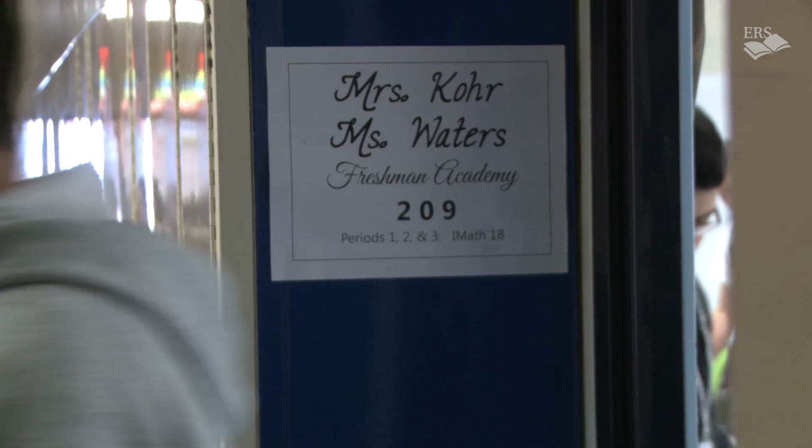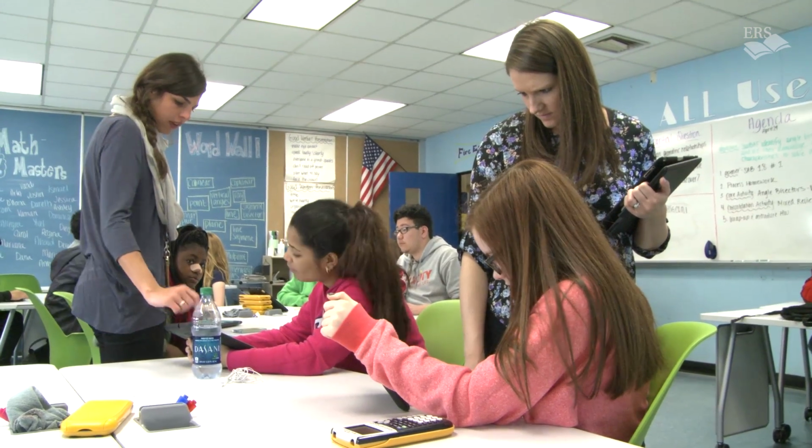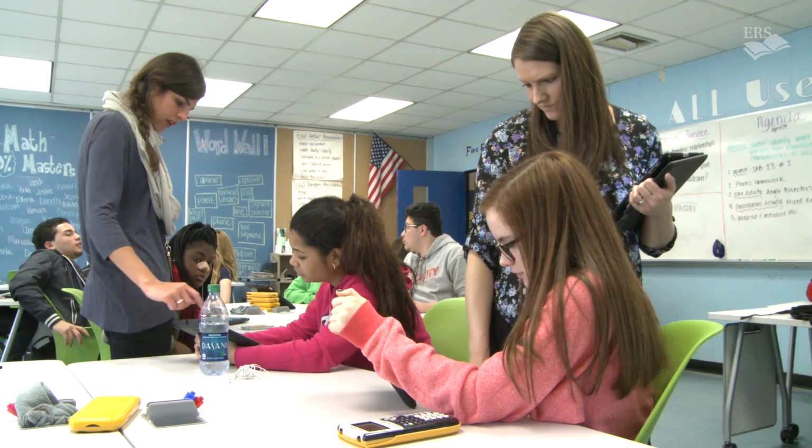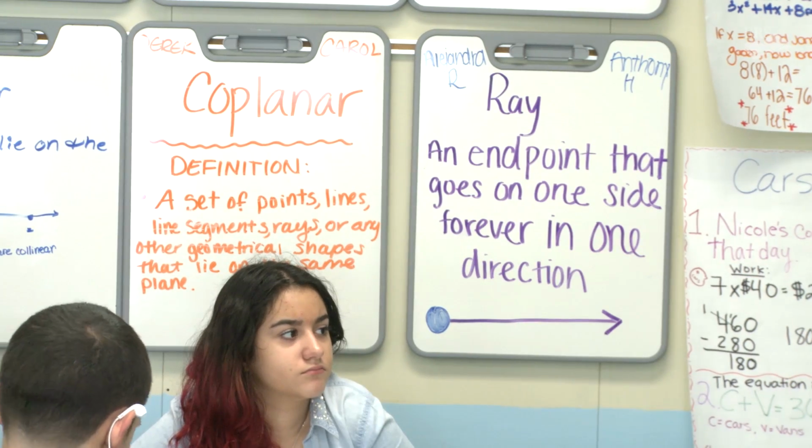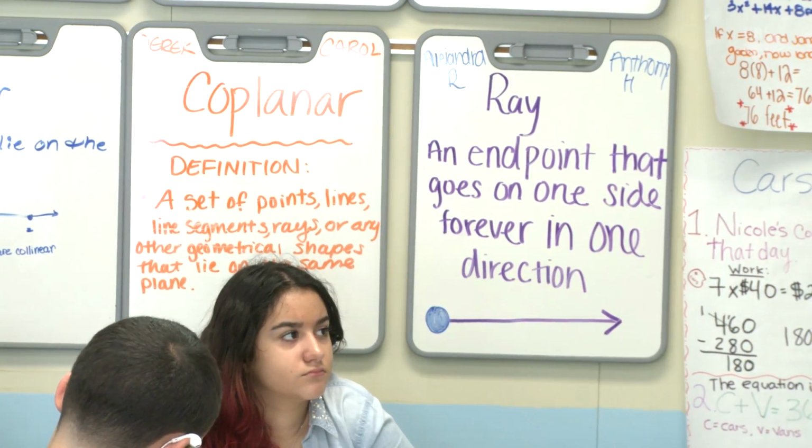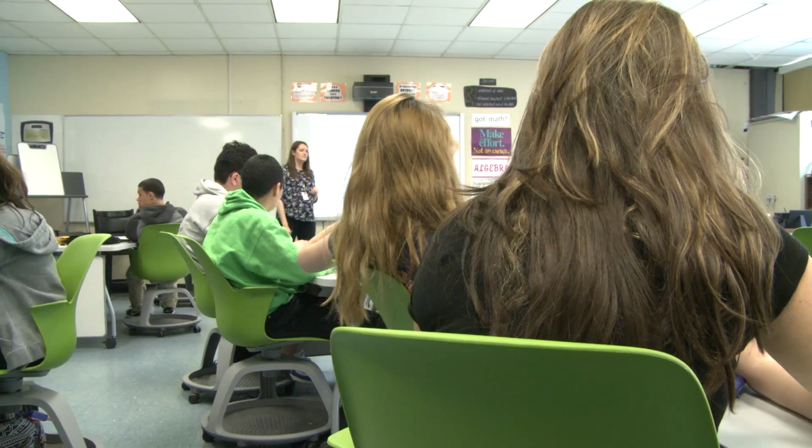So inclusion in our school is a class that has a gen ed teacher and a special ed teacher, and then the students in the class are made up of general education students and students with disabilities. The amount of students with IEPs in our classes varies. It can be as many as 5, but I've had classes with 2 students on IEPs.